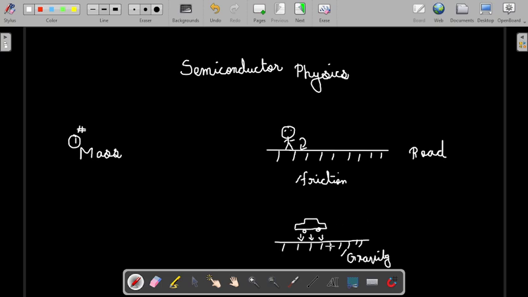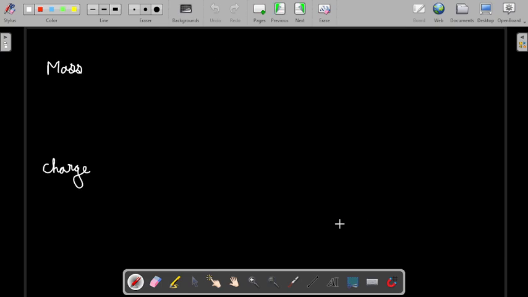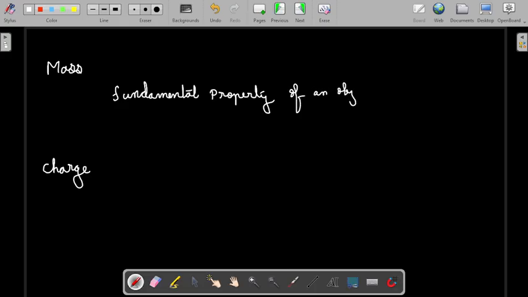Similar to that, in semiconductor physics we are also going to see about mass and charges. Mass, as we discussed, is a fundamental property of everything, like us, electrons or anything. It is a fundamental property of an object, which is responsible for gravity, force of attraction, anything. Similar to that, charge is another kind of inbuilt thing which each mass will possess. Charge is the fundamental property of particles.